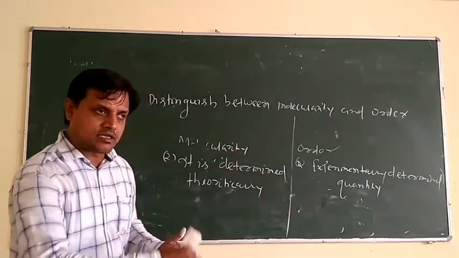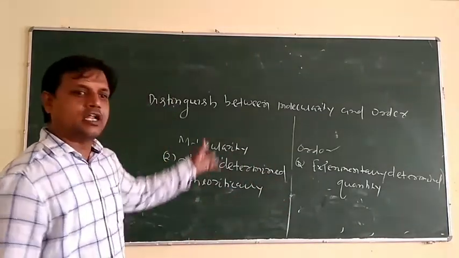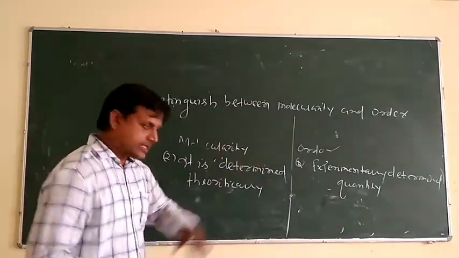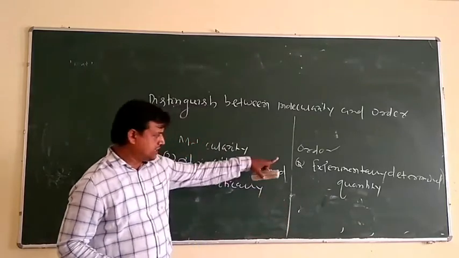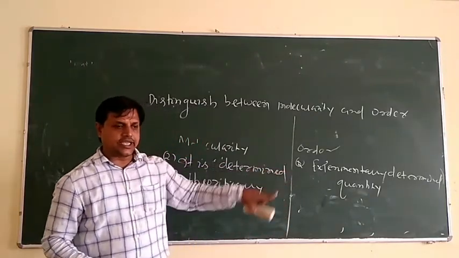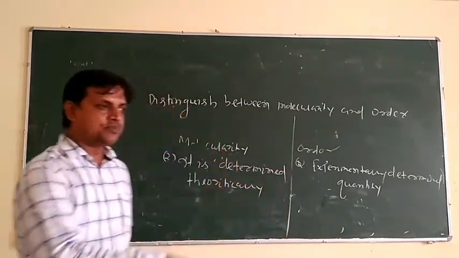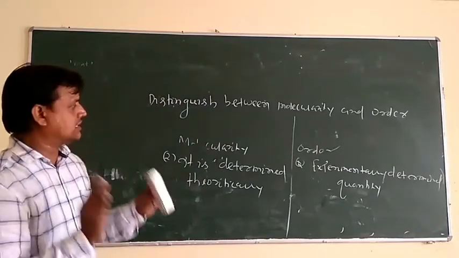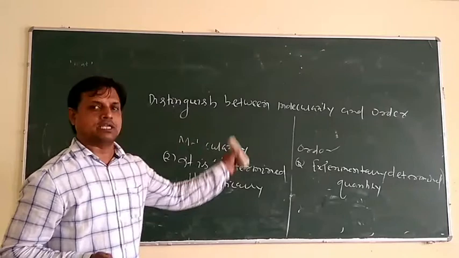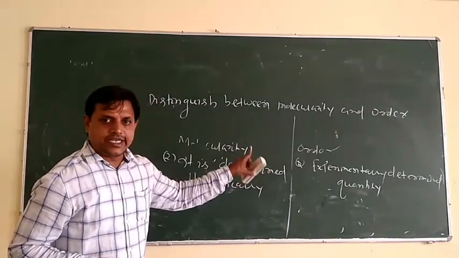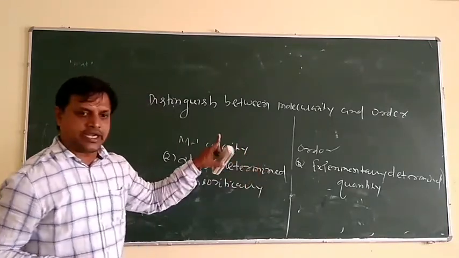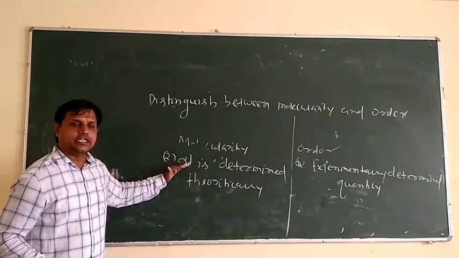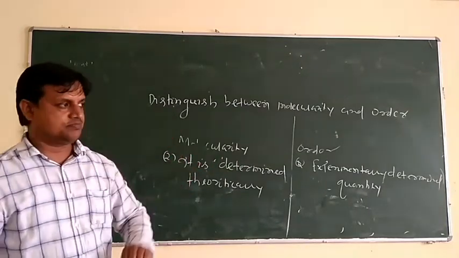After the chemical reaction is done, we get the rate law equation from the experiment, and from it we find the order. The rate law equation is, as I have written, R equal to K A to the power x B to the power y. So order is the experimentally determined quantity, but molecularity is theoretically determined quantity.